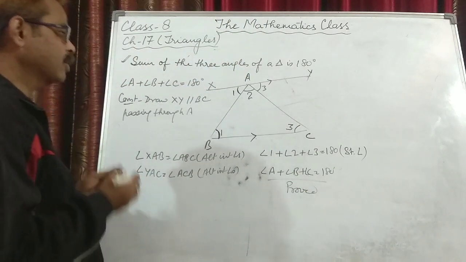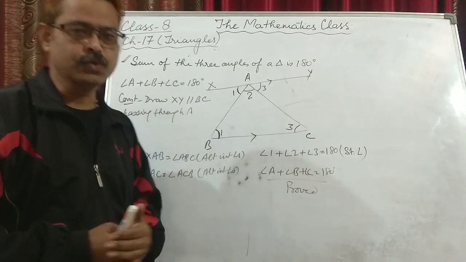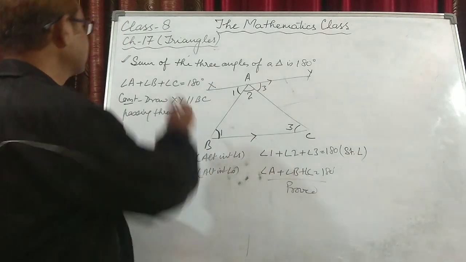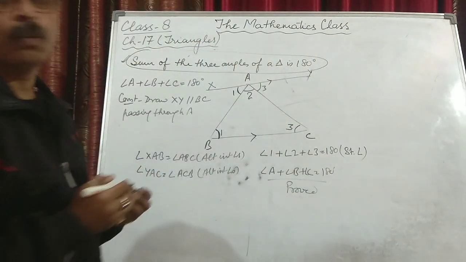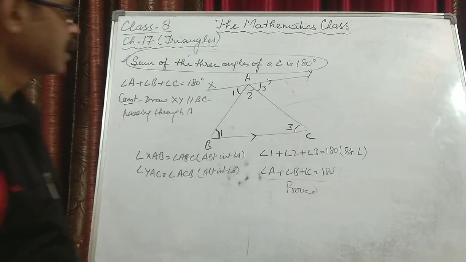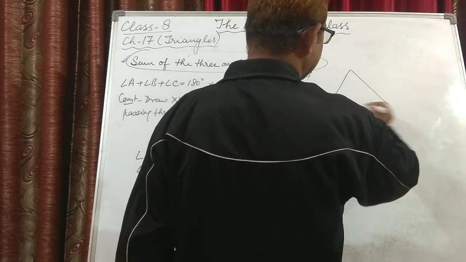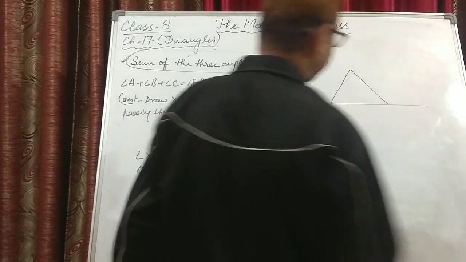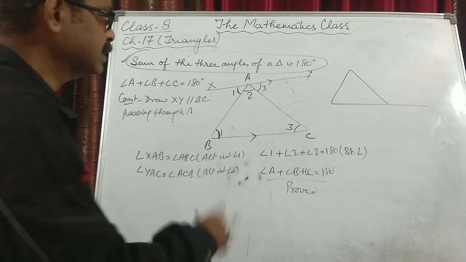Now you are not supposed to learn this proof, but you need to remember that the sum of all the three angles of a triangle is 180 degree. This is important to remember. One more theorem is there, that the exterior angle of a triangle is equal to the sum of opposite interior angles.